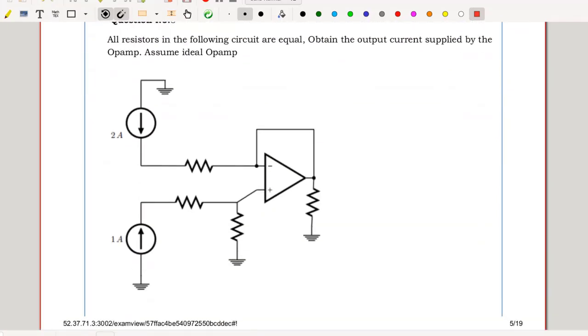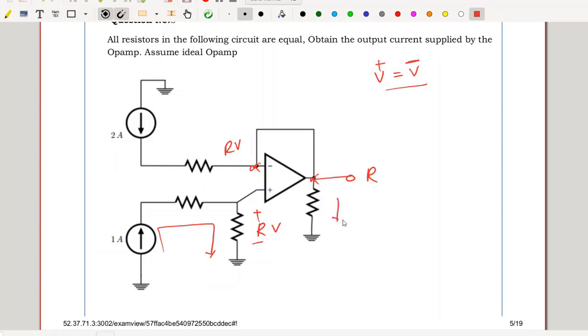Question number 8. All resistors in the following circuit are equal. Obtain the output current supplied by the op-amp. Assume an ideal op-amp. The op-amp is connected in negative feedback mode, hence V plus equal to V minus is valid. The 1 ampere current flows through like this, developing a voltage of, let us say, R volts. This output is also equal to R volts. Because V plus equal to V minus is valid, this is also at R volts. These two nodes are connected together, so my V out is also equal to R volts.